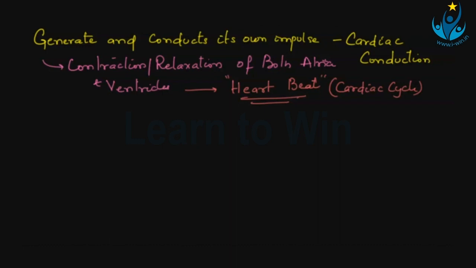Now there are three specialized structures, more specifically, which are involved in this cardiac conduction. The first structure is the SAN, whose full form is sinoatrial node. Now this one is present almost near the superior vena cava in the right atrium. So we can say this is present near the right atrium.